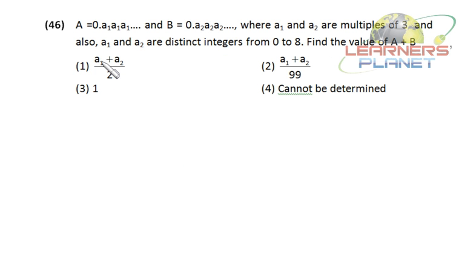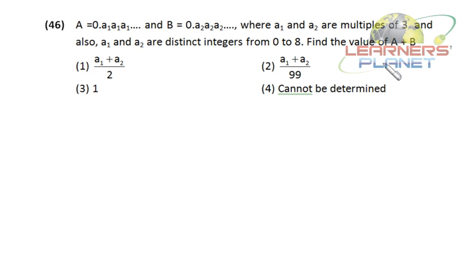Now let's see this problem. Here A is given as 0.A1 A1 A1 and B is given as 0.A2 A2 A2, and the series is going till infinity. Here A1 and A2 are multiples of 3, and also A1 and A2 are distinct integers from 0 to 8. So we have to find out the value of A plus B.